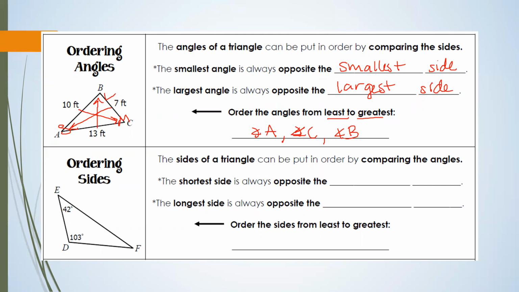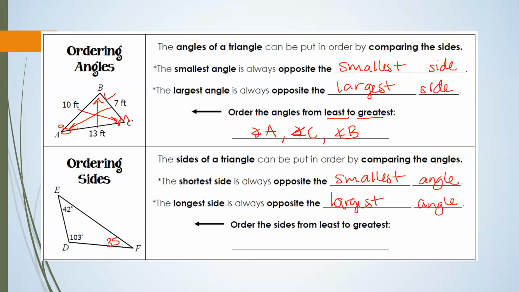Ordering the sides is just the converse of that. The shortest side is opposite the smallest angle, and the longest side is opposite the largest angle. Sometimes they'll get tricky on you and only give you 2 angles, but we know that these 3 have to add up to 180. So if I just do 180 minus 103 minus 42, that tells me the measure of angle F is 35 degrees.